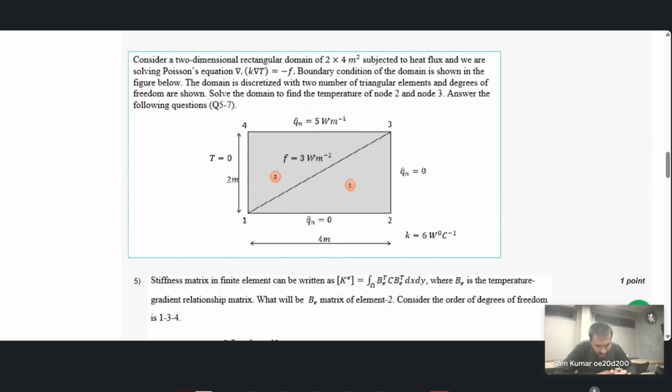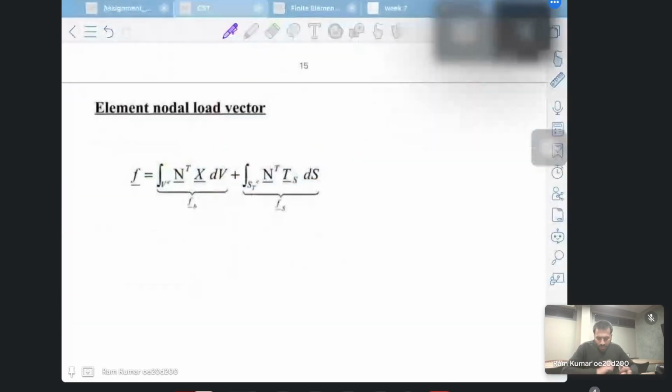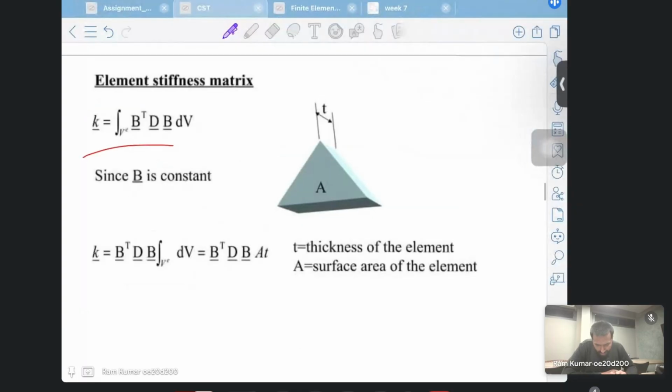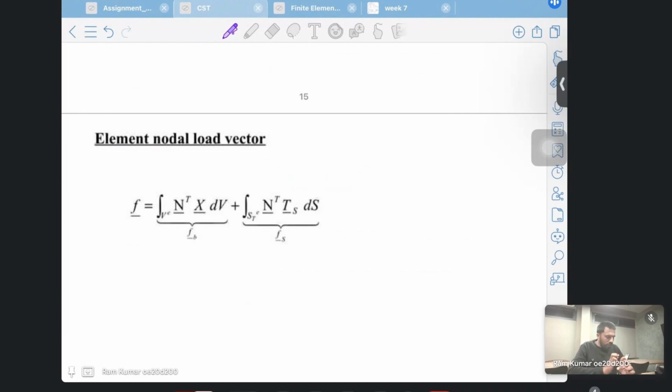I think you are doing it correctly. Only one thing I observe: I think you are missing the shape function somewhere. Can you share your screen? Okay, sir. Yes, see, I think now from there you will get an idea. So from here you will solve.